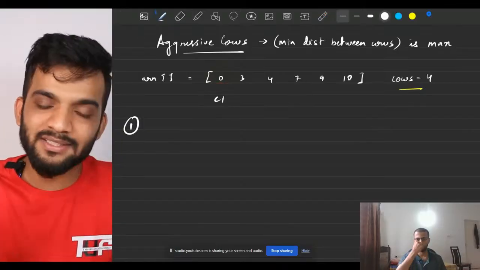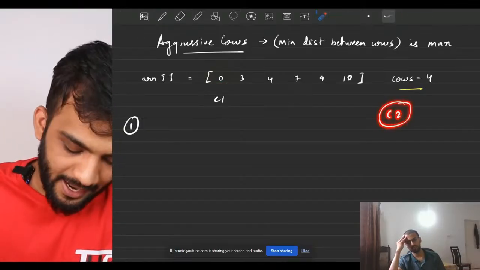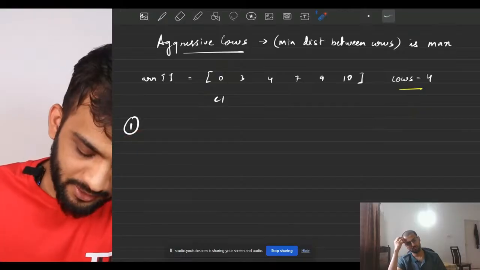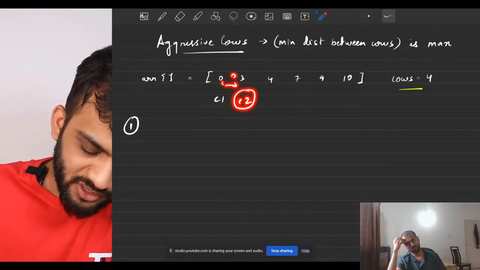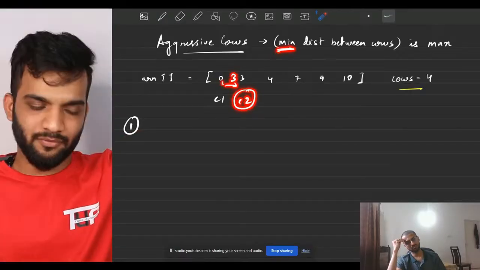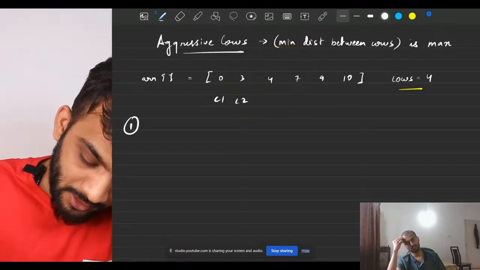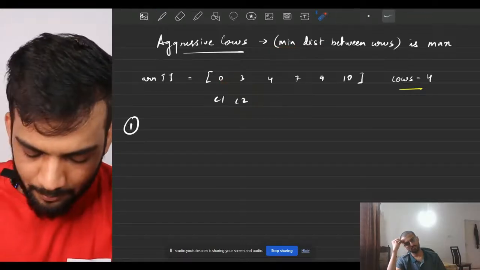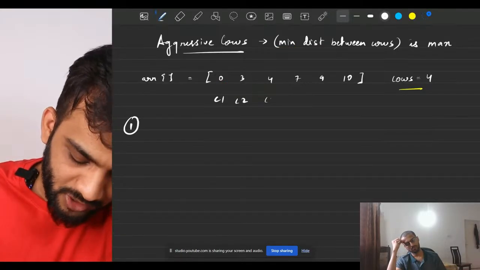What's next? I need to put cow 2, and I need to make sure that the distance is at least 1. Can I put a cow here? I can, because the distance is 3. I'm trying to keep a minimum distance of 1. I can, so let's put cow 2. Can I put cow 3 here? I can, because the distance is 1. So I can put cow 3 over here, right?